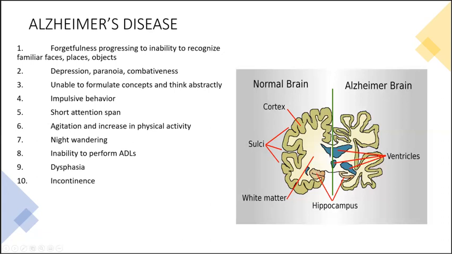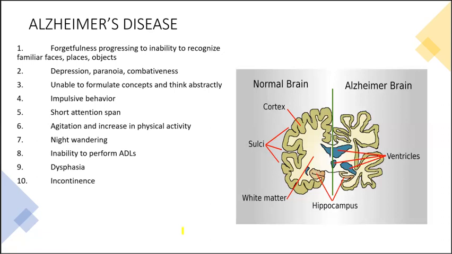So what do you see in your patient with Alzheimer's disease? There's forgetfulness that progresses to the individual's inability to recognize familiar faces, places, and objects. There's depression, paranoia. What's paranoia again? It is an unrealistic distrust of others or a feeling that one is being persecuted. So you have those characteristics in a patient with Alzheimer's disease.